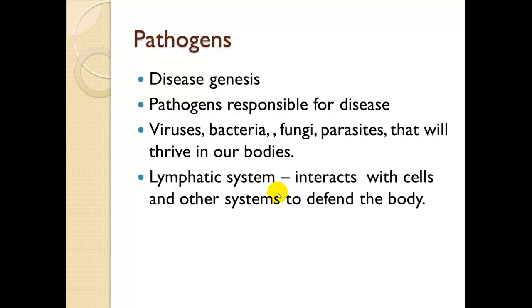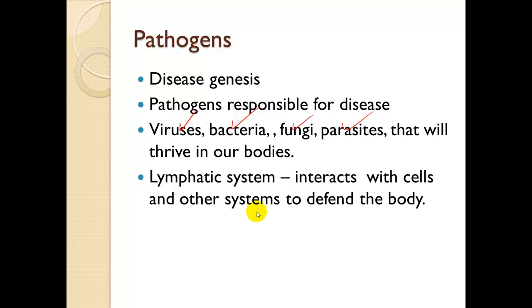Examples of pathogens are going to be things like viruses, bacteria, fungi, parasites, and they'll pretty much thrive in our bodies and use our bodies as an environment until they're acted upon by some other source, whether it be our immune system or, say, an antibiotic or some kind of product that would kill them.